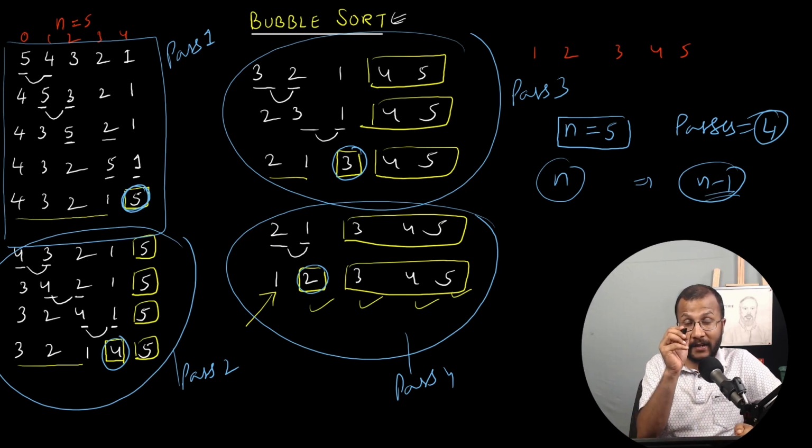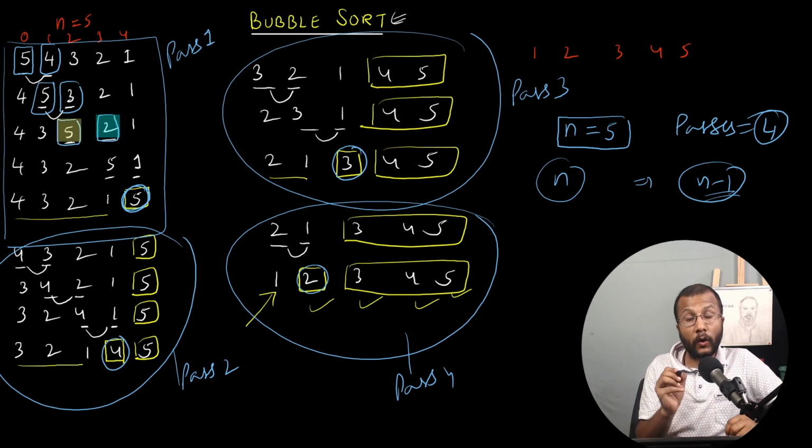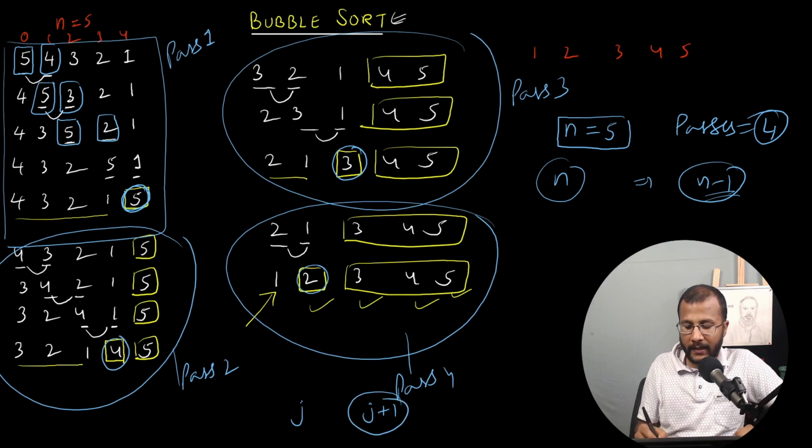We are doing comparison of adjacent elements. If you see here, I am comparing the element at index 0 and index 1. Here I am comparing the element at index 1 and index 2. Here I am comparing the element at index 2 and index 3, right? So always I am comparing the element at index j and index j plus 1. Okay, this is what I am doing.